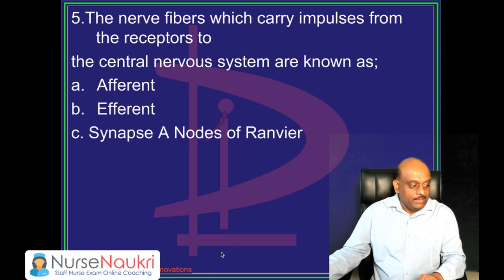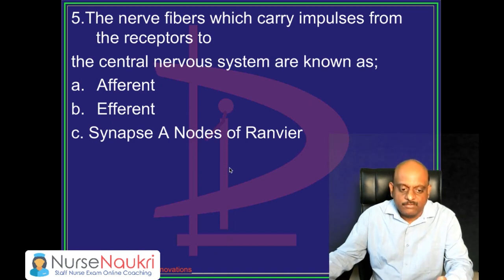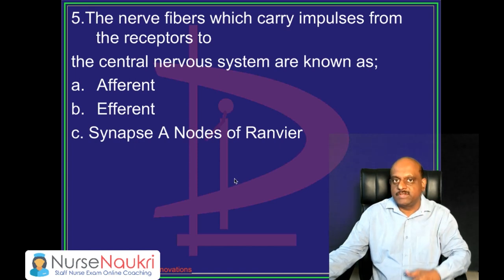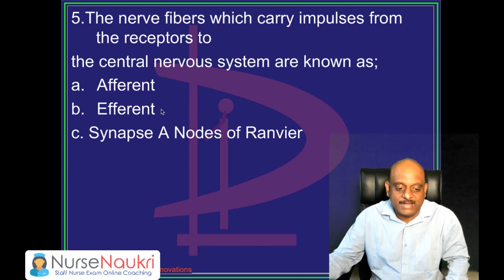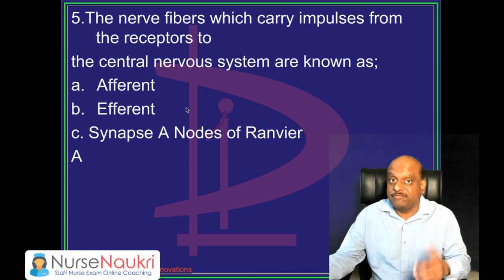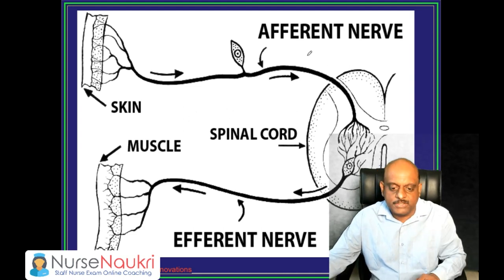Now, the nerve fibers which carry impulses from the receptors to the central nervous system, what do you call them as? Very easy question about nomenclature. You basically call them the afferents. So a little bit you need to know about the terminology.